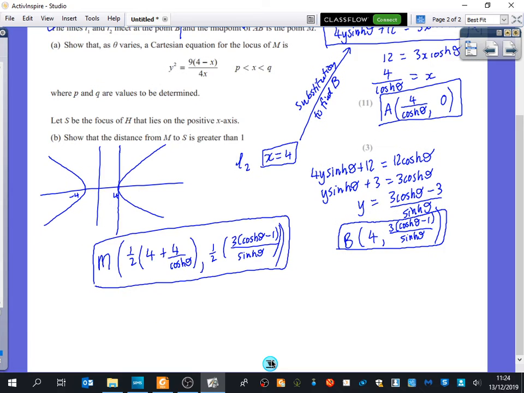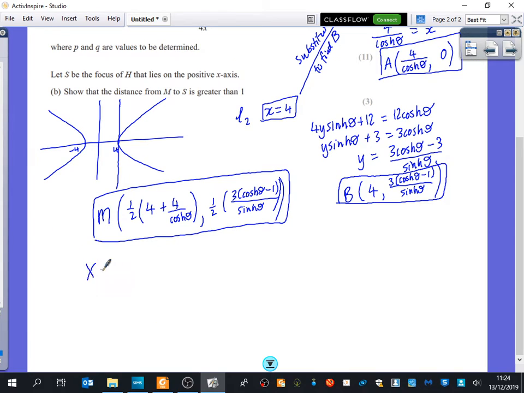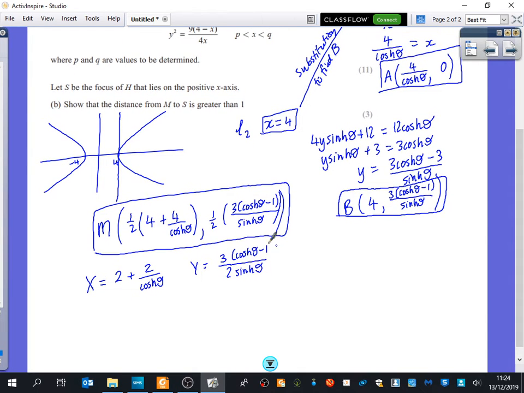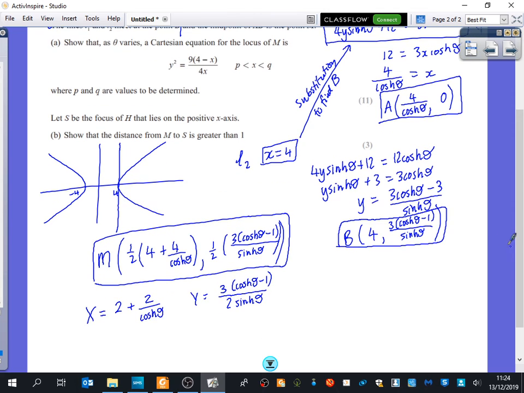So to do the locus, we've now got that X, and I do capital X to show that it's not the same as the previous one. We've got that X is equal to a half of this, which is 2 plus 2 over cos theta. And we've got that y is equal to a half of this, which is 3 cos theta minus 1 over 2 sine theta. And the thing we're aiming to get is y squared equals 9 (4 minus x) over 4x.